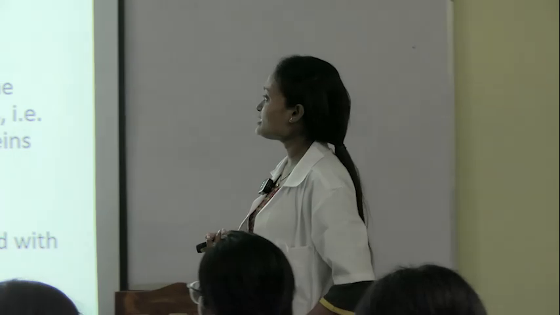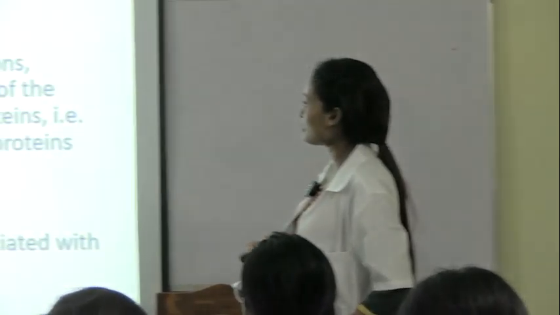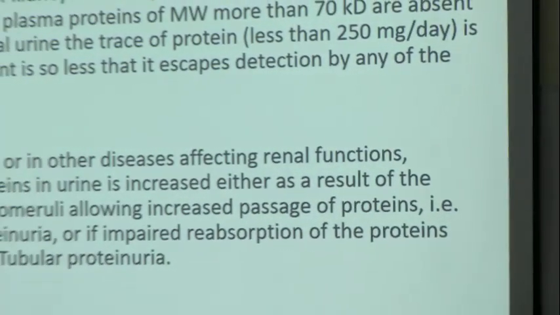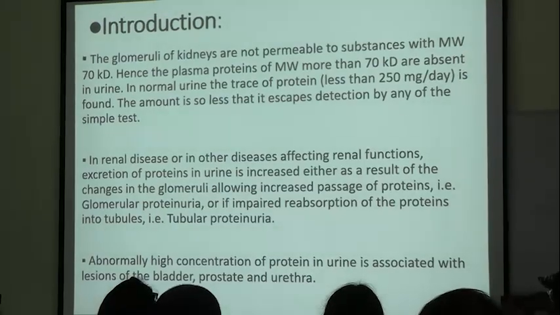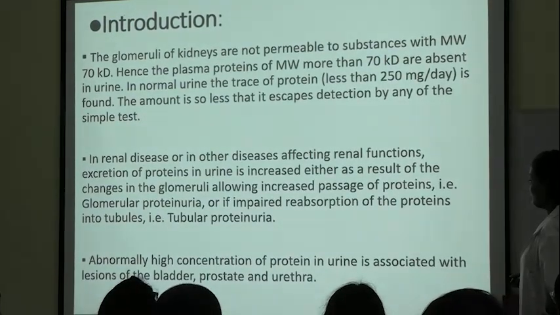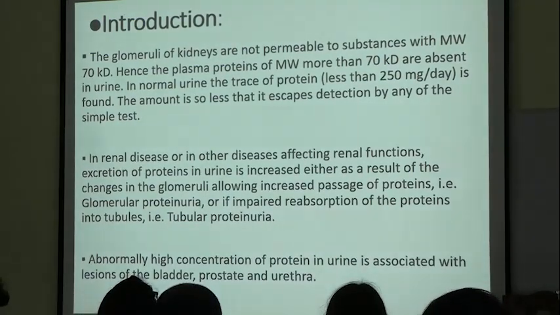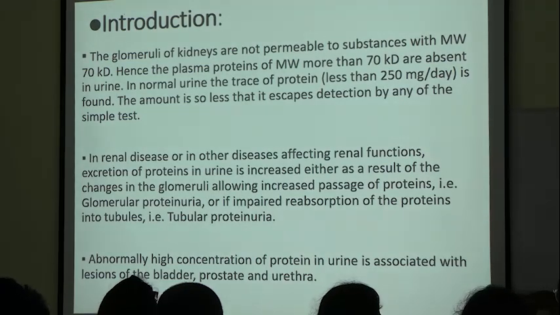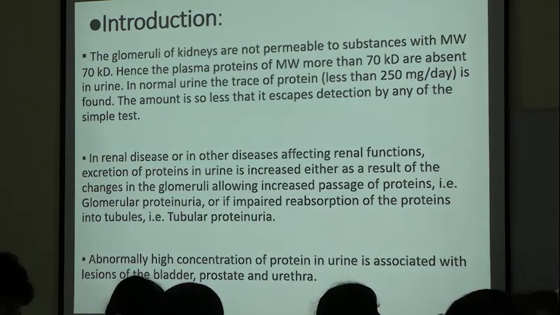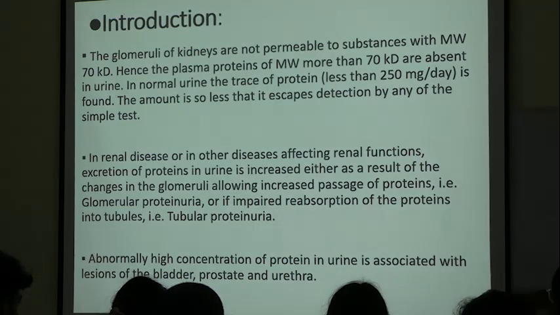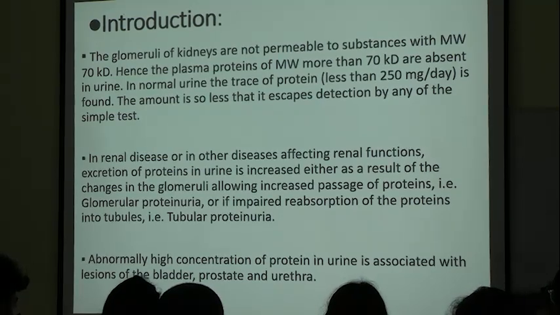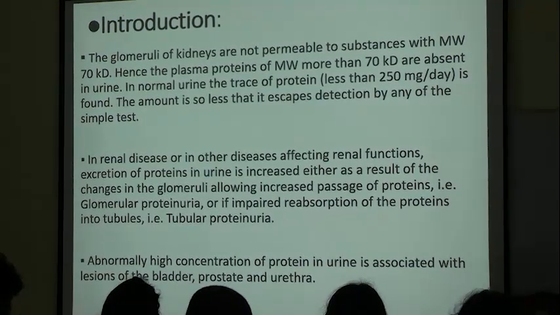So in renal disease or in other diseases affecting renal functions, protein is excreted in urine either as a result of changes in the glomeruli allowing increased passage of proteins, like in glomerular proteinuria, or due to impaired reabsorption of the protein in the tubule, like tubular proteinuria. An abnormally high concentration of protein in urine is associated with lesions of the bladder, prostate and urethra.